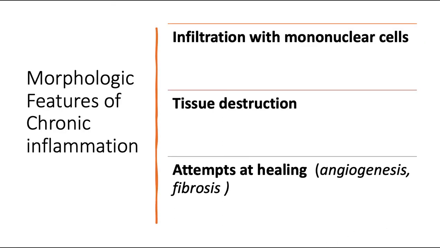In contrast to acute inflammation, which is manifested by vascular changes, edema, and predominantly neutrophilic infiltration, chronic inflammation is characterized by the following: infiltration with mononuclear cells, which include macrophages, lymphocytes, and plasma cells; tissue destruction induced by the persistent offending agent or by the inflammatory cells; attempts at healing by connective tissue replacement of damaged tissue accomplished by angiogenesis, a proliferation of small blood vessels, and in particular fibrosis.